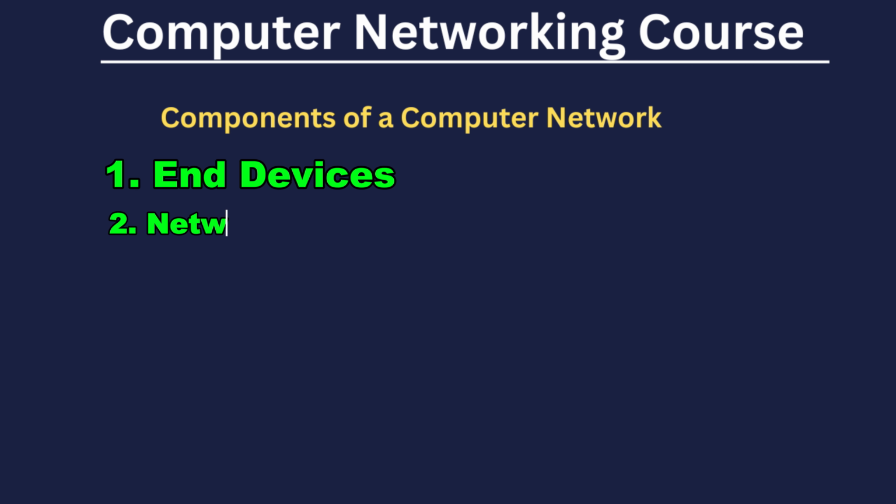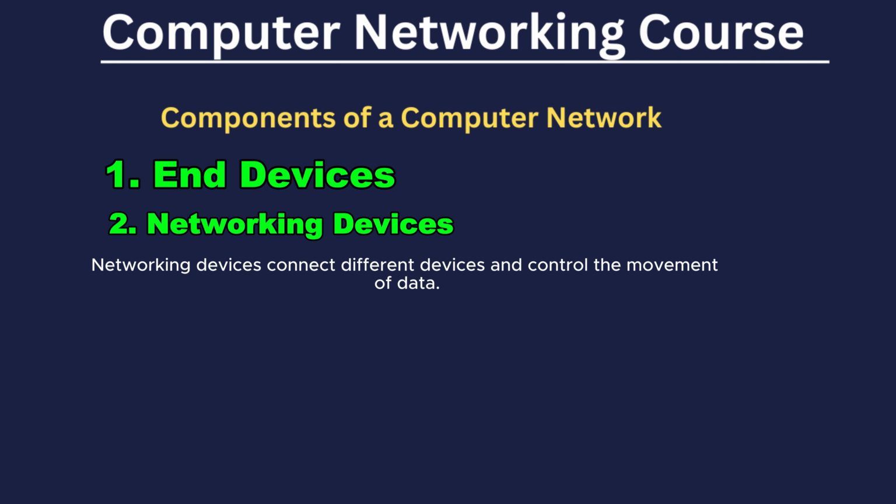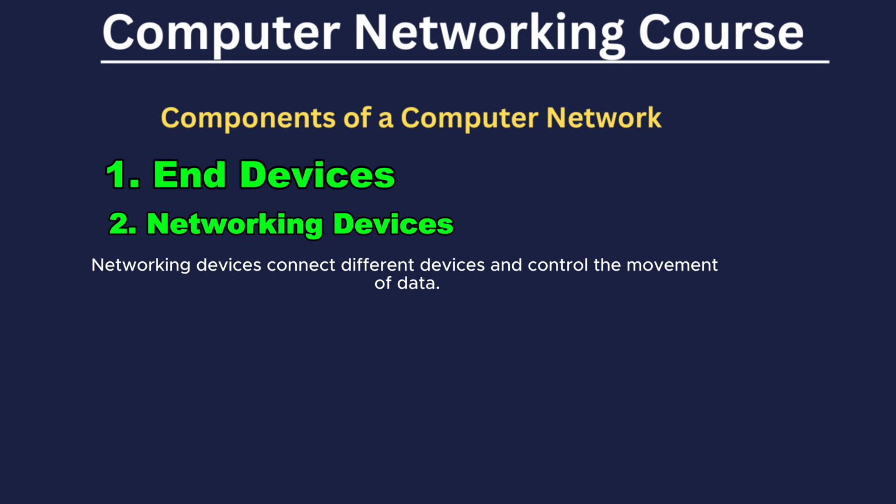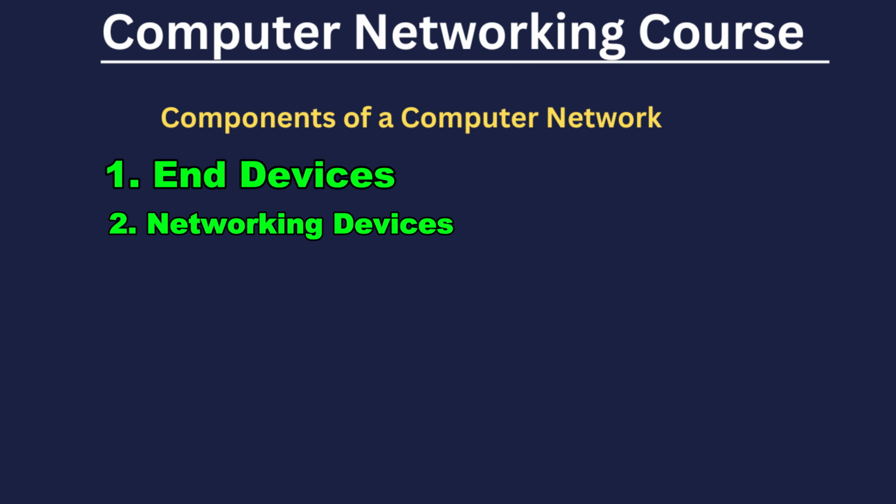Then we have number 2, which is the networking devices. Networking devices connect different devices and control the movement of data. Some common network devices include routers, switches, hubs, bridges, repeaters, wireless access points, firewalls, and modems. Each of these devices performs a specific role to ensure communication takes place successfully.